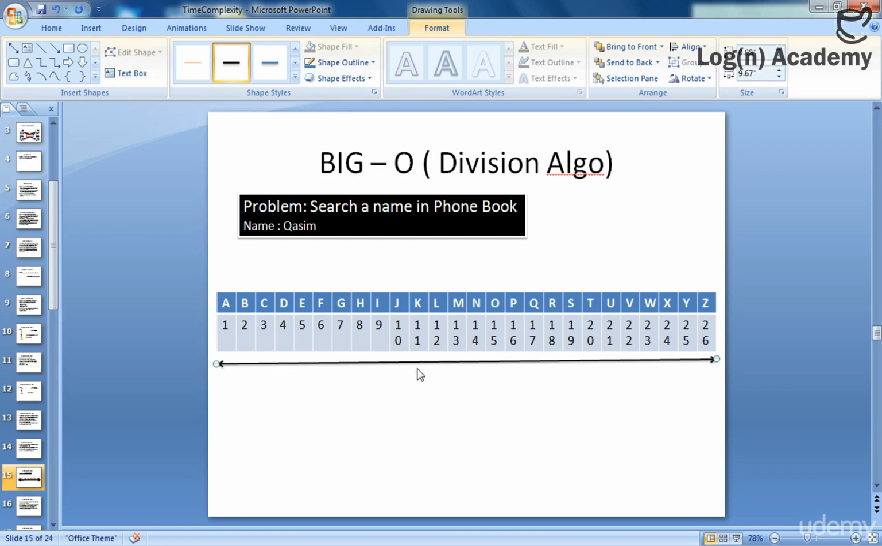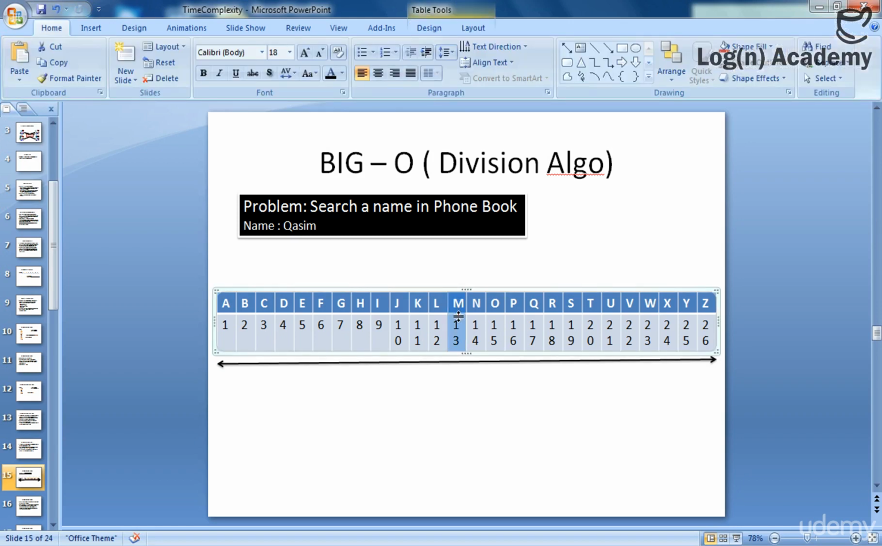So our strategy is simple. We will take the first letter from the name Qasim, it's Q, and we will divide this data into two halves, right? We have numbers 1 to 26, so the middle number is 13, the middle letter is M.